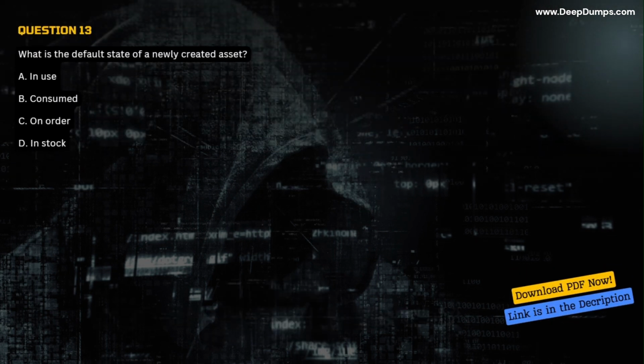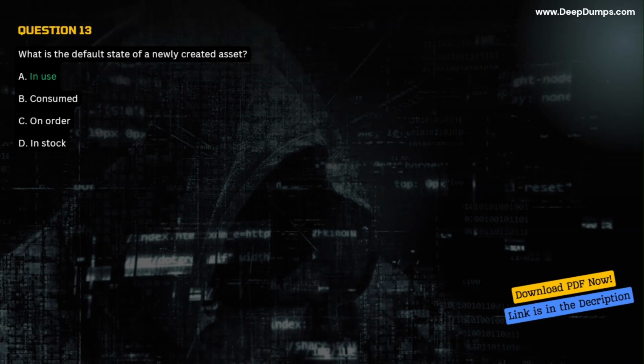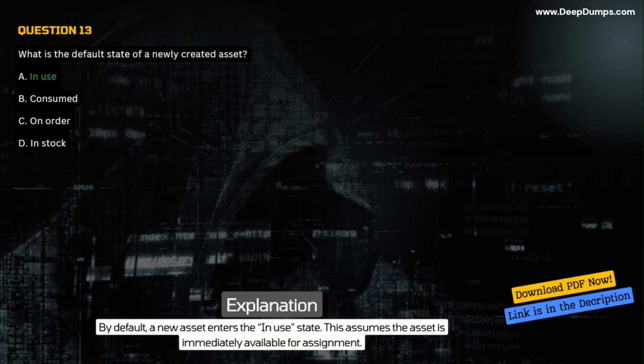Question 13. What is the default state of a newly created asset? A. In use. B. Consumed. C. On order. D. In stock. Correct answer A. In use. Explanation. By default, a new asset enters the in use state. This assumes the asset is immediately available for assignment.